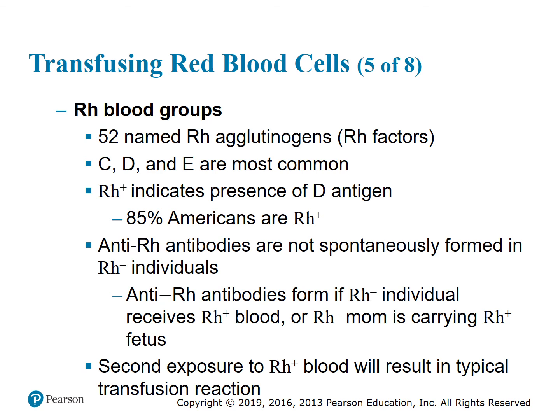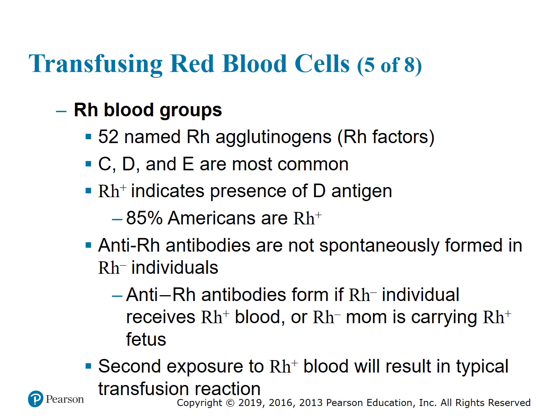So anti-Rh antibodies form if the Rh negative individual receives Rh positive blood, or if an Rh negative mom is carrying an Rh positive fetus. The problem arises with a second exposure to the Rh positive blood, which will result in a typical transfusion reaction.